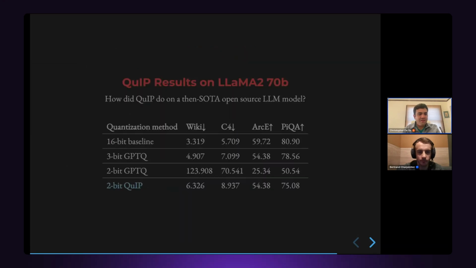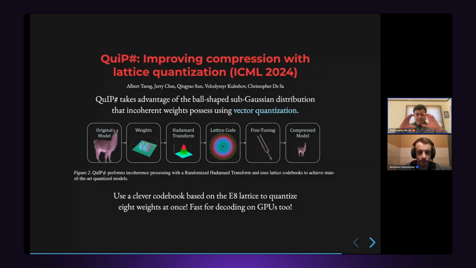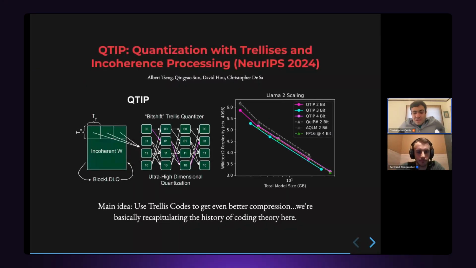And we have a bunch of improvements. So we improved it by adding vector quantization. That's QuIP sharp. It basically groups 8 weights together and quantizes them based on the E8 lattice, which is a really fun geometric structure. It further improves it. We got even better using trellis quantization. At this point, we're essentially recapitulating the last 70 years of information theory to improve our quantization.